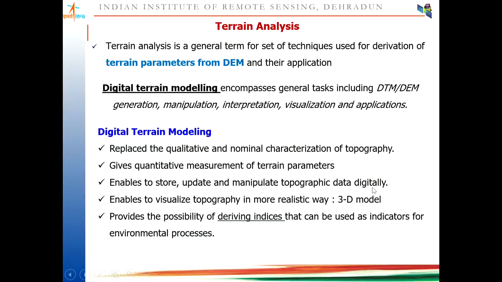You can analyze that one. You can generate a 3D view of your watershed, showing the different heights in the watershed, for visualization, so that it gives realistic pictures of the watershed. It also gives you the advantage of generating indices, which are very useful indicators for the study of environmental processes.